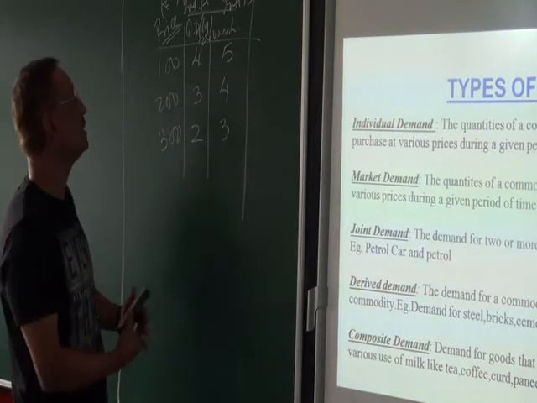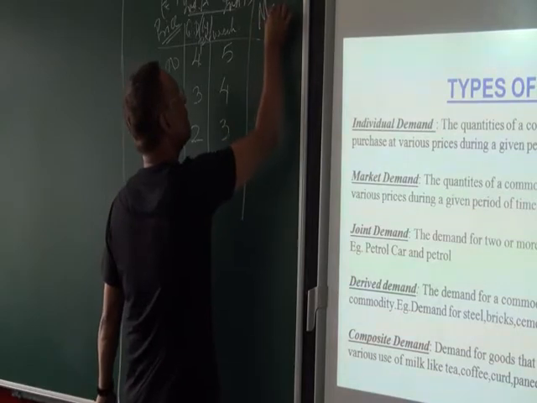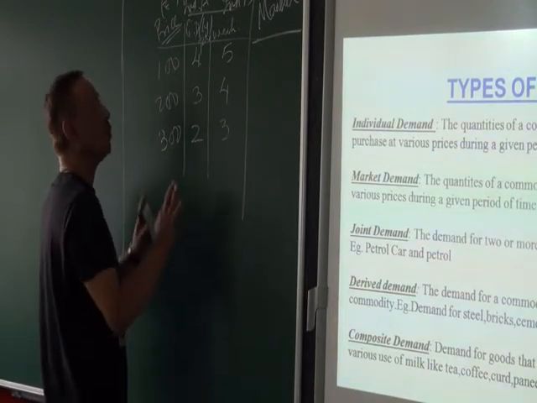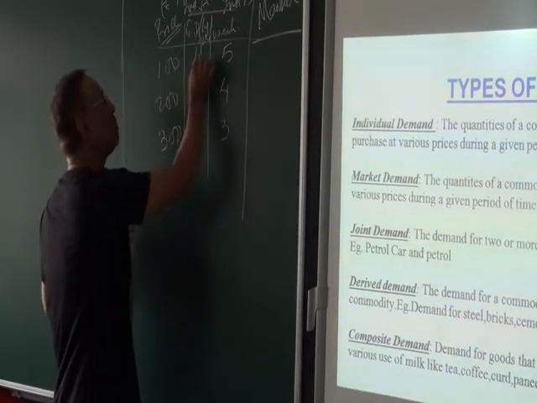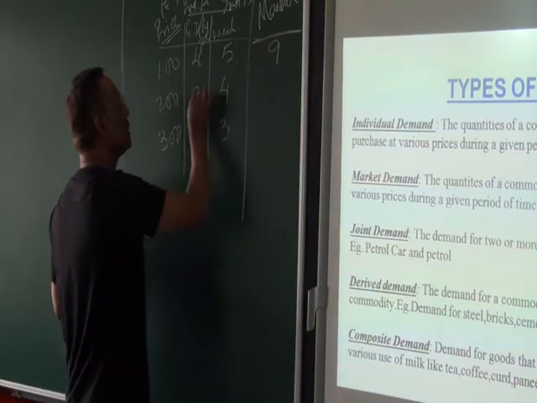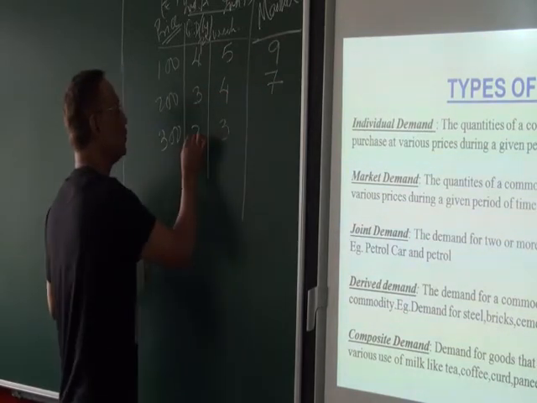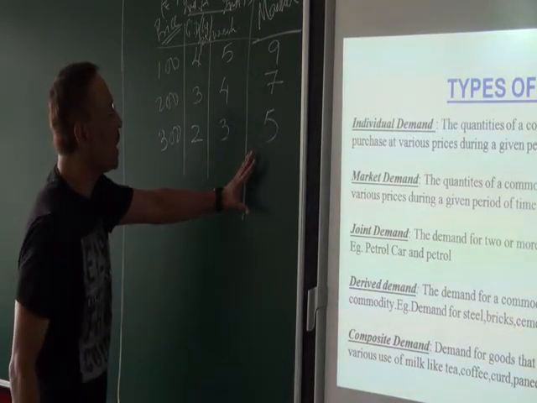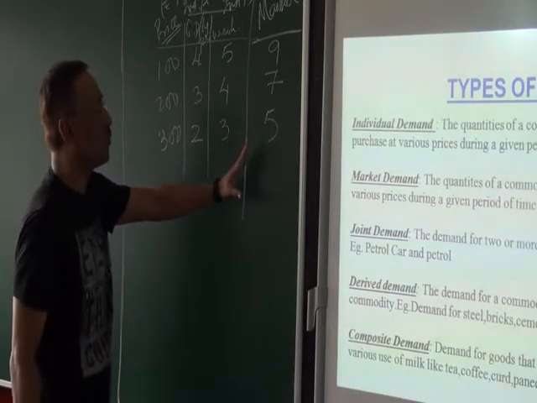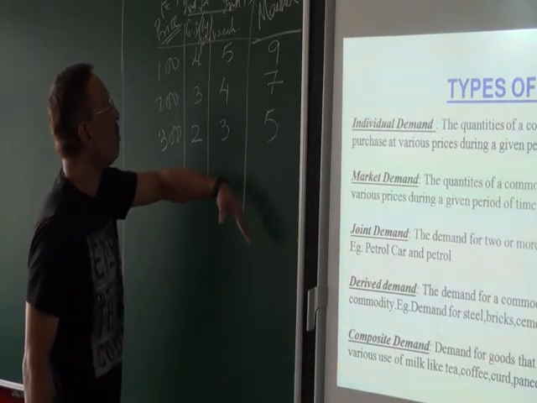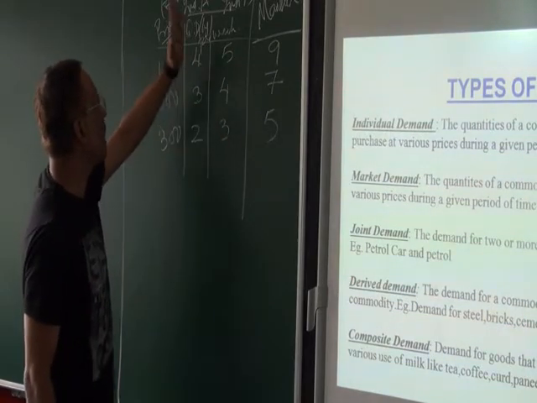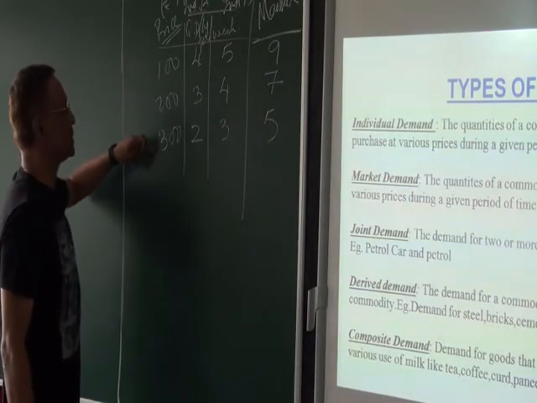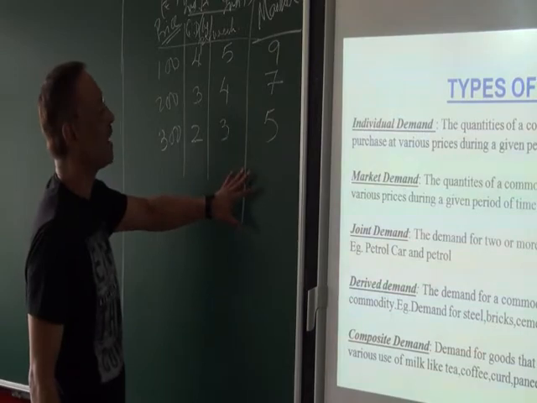If you want to find the market demand, market means all the consumers, all the households. What you have to do? Simply add 4 plus 5 is 9, 3 plus 4 is 7, and 2 plus 3 is 5. So this is the market demand. What is a market demand? It shows the quantity demanded by all the consumers, individual A, individual B, maybe individual C, all the consumers at various prices. This is what we say market demand.